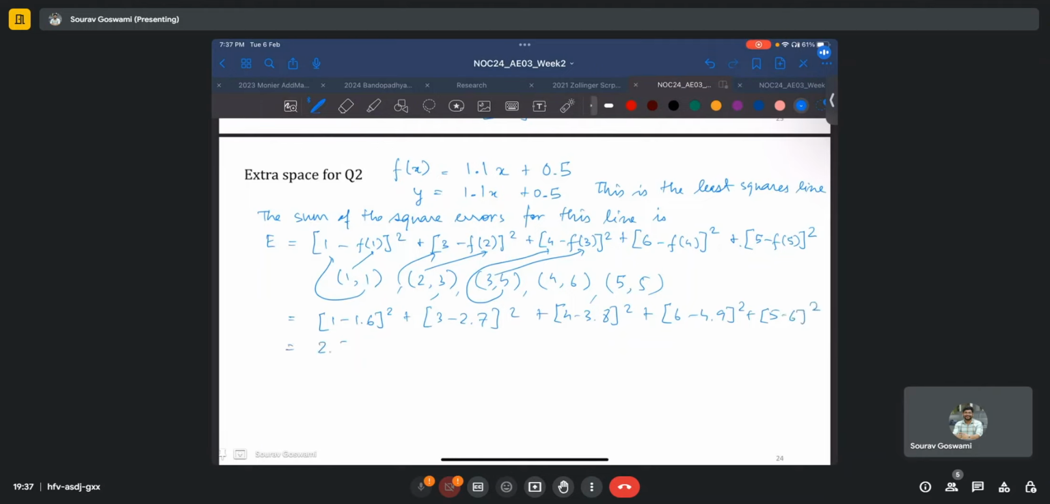And this turns out to be 2.7. In fact, this is the least amount of error you can generate while fitting any line through these data points. Does the line pass through all of the data points? No. Does it pass through any of the data points? We can definitely check. There is a good chance it might not.